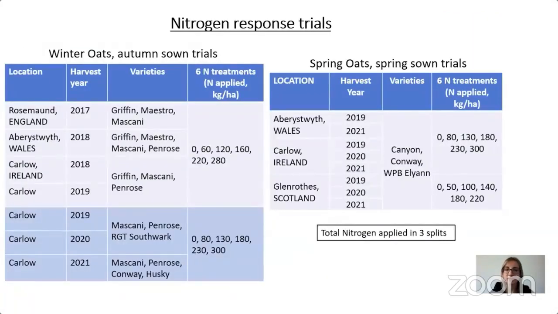So far, I have yield component and grain quality data for winter and spring oat trials, shown in these tables, which were grown in different countries of the UK and Ireland. All varieties involved are from the UK recommended lists, as most of these trials are part of a greater UK oat initiative. But Husky has been added to this season's trial at Carlow. All trials include 6 nitrogen treatments ranging from 0 to 300 kg of N per hectare, and total N was applied over 3 splits.